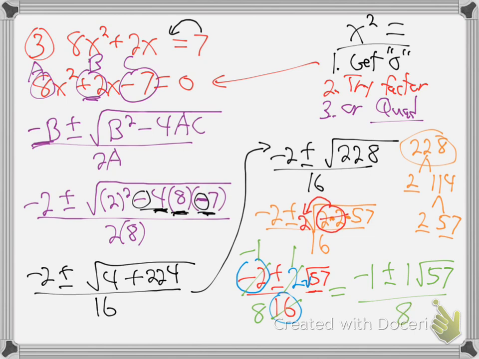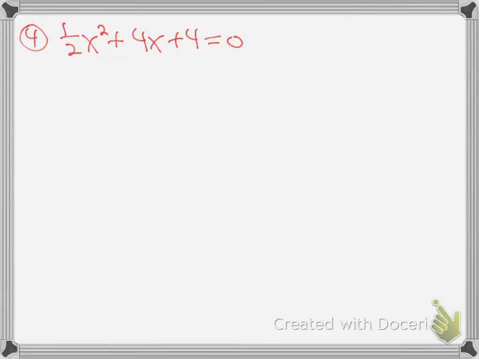And this one here is not needed. 1 times root 57 is just root 57. You don't need that one. This one matters, though. That negative 1, adding 1 or subtracting 1 or negative 1 matters. So there is our final answer. That's actually 2 answers, the plus and the minus option. There it is. Okay, so here we have another x squared equation.